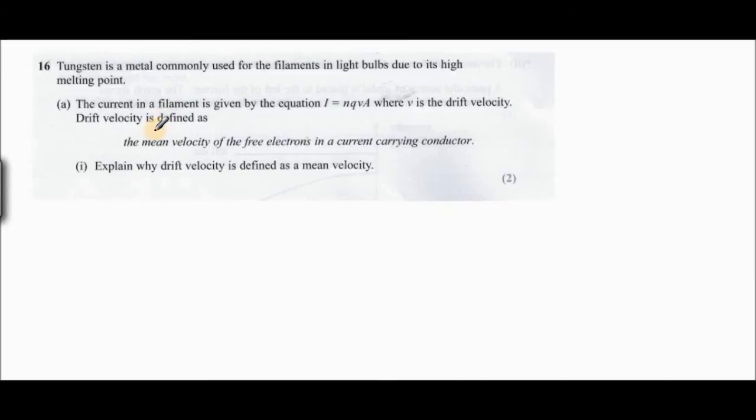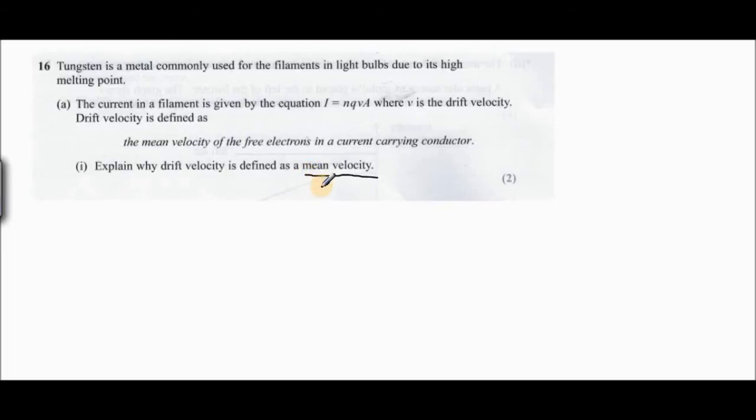Question number 16. Tungsten is a metal commonly used for the filament in the light bulb due to its high melting point. The current in the filament is given by the equation I = nqvA, where v is the drift velocity, the mean velocity of free electrons in a current carrying conductor. Explain why drift velocity is defined as the mean velocity.